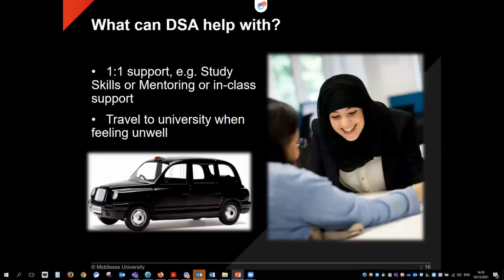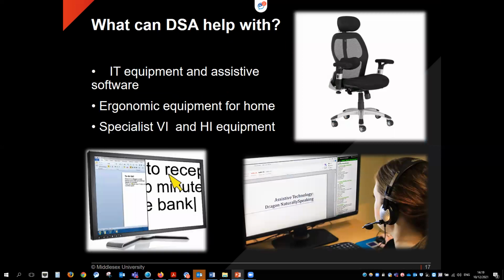Okay, so just to sum up, DSA can help with one-to-one support in class, including the study skills and mentoring and professional support out of class. For one-to-one in class, this is mainly the note taker. Travel to university when the student is feeling unwell, with the taxi, of course. IT equipment and assistive software, ergonomic equipment for the home, and specialist equipment for visually impaired and hearing impaired students.